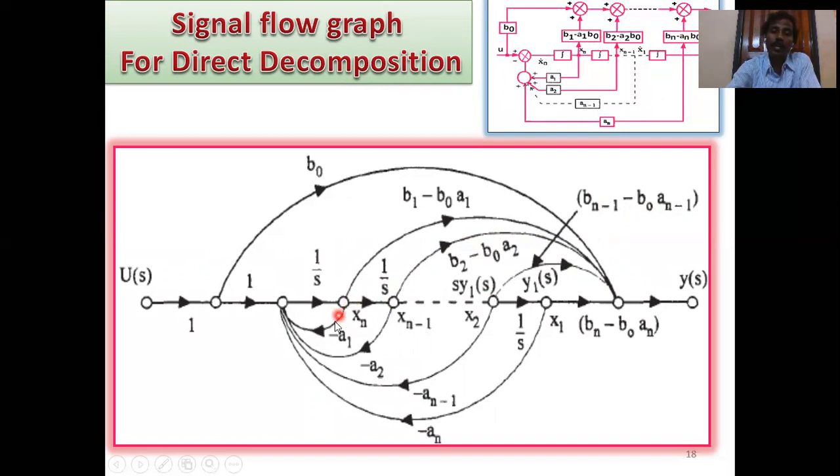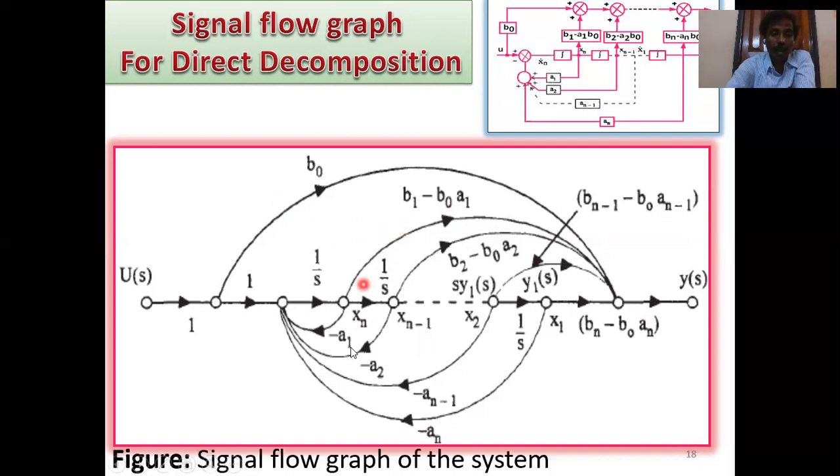And the lower feedback paths, already discussed: minus a1, minus a2, minus a3, dot dot dot, minus an minus 1, minus an. So this is the overall signal flow graph without x dot, and the previous one with x dot. That's the b0 and the signal flow graph of the system.